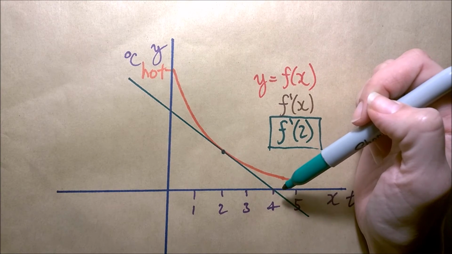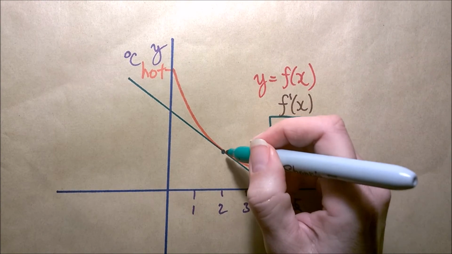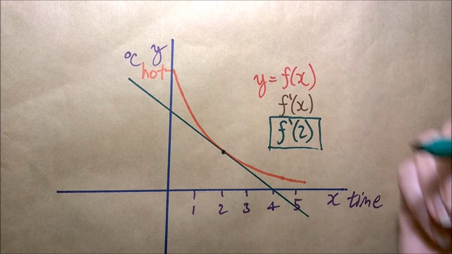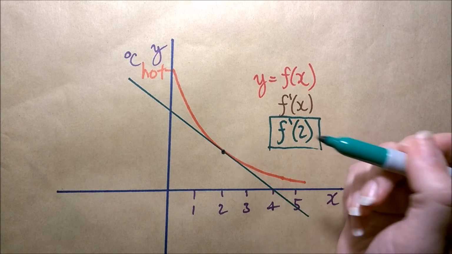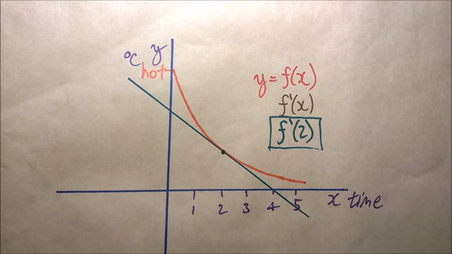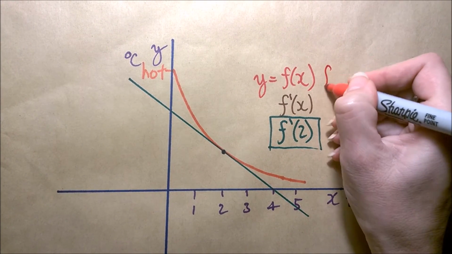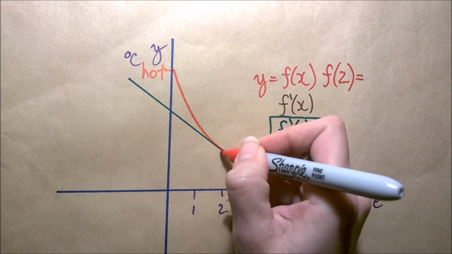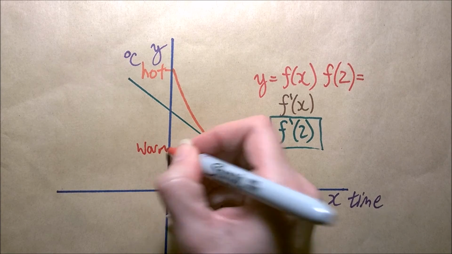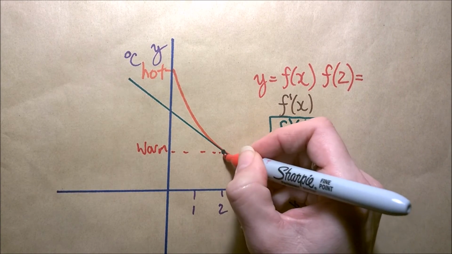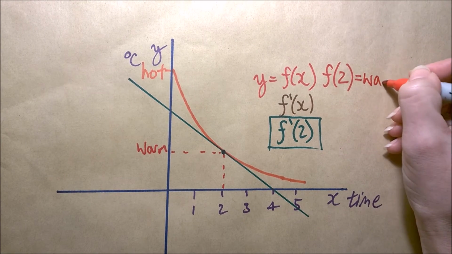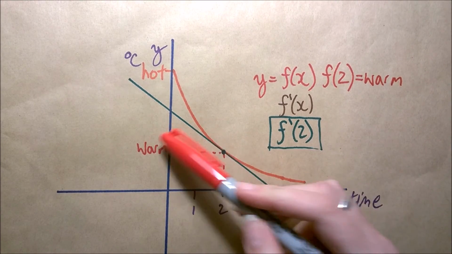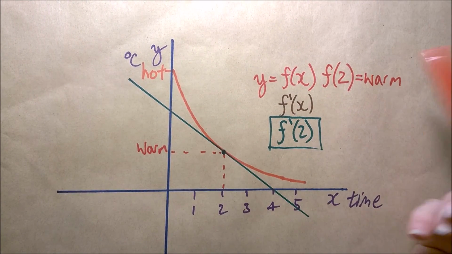The gradient of this line is telling us some information about what is happening on that curve at that particular point in time. At 2 minutes, if we look at this function up here, the function at 2 equals, whatever this equals, warm. Let's say it equals warm at 2 minutes. So at 2 minutes, the coffee is warm. It's no longer hot, it's warm, okay?